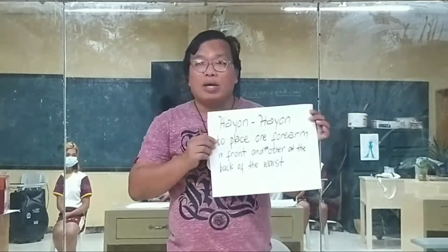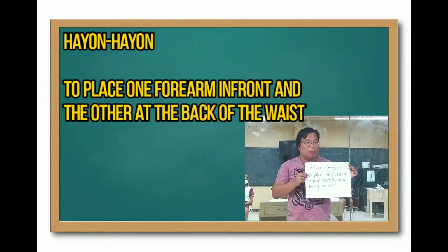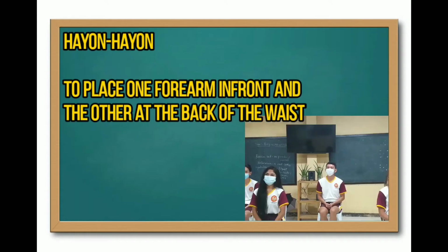We have the Hayun Hayun. Jerilyn, will you please read what is Hayun Hayun? Hayun Hayun: to place one forearm in front and the other at the back of the waist. Very good. Now this is how to perform Hayun Hayun.